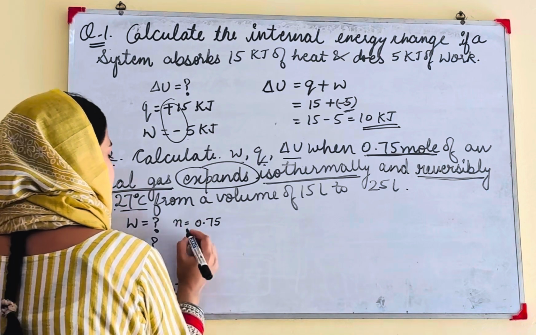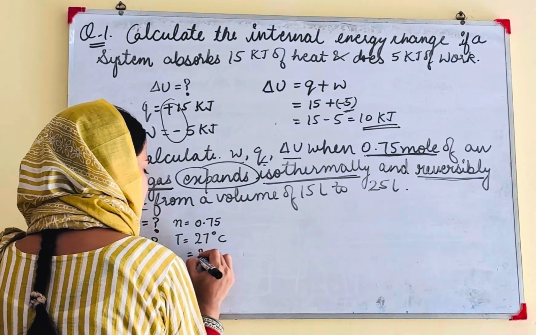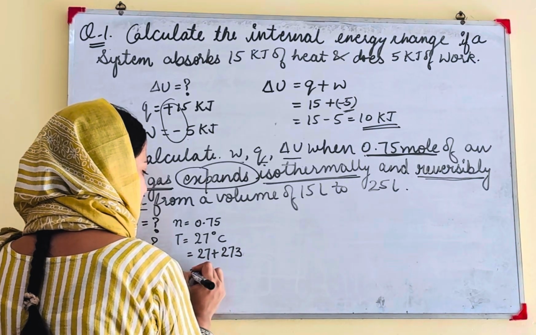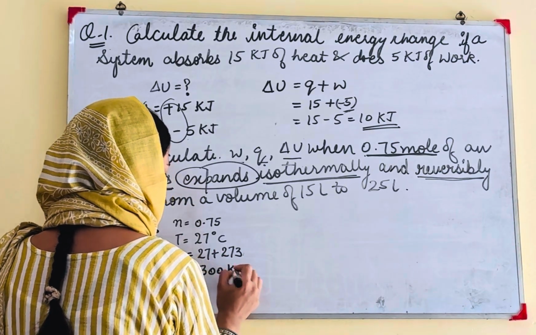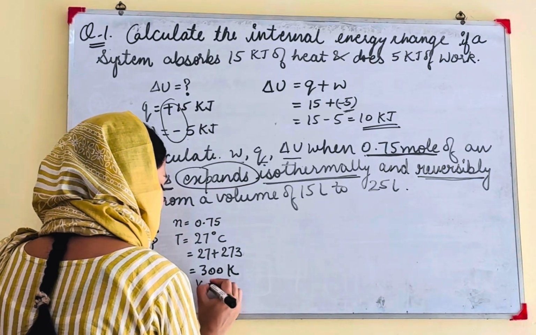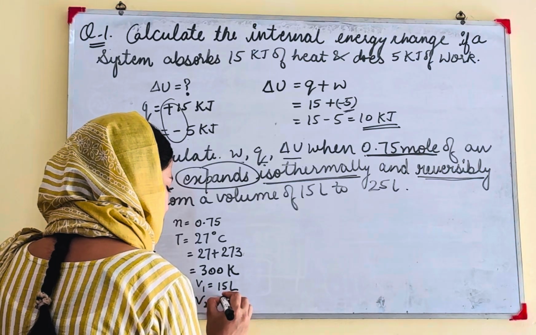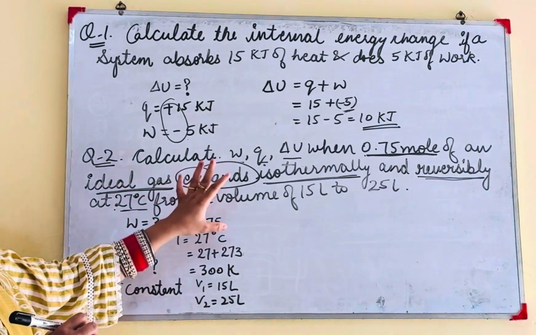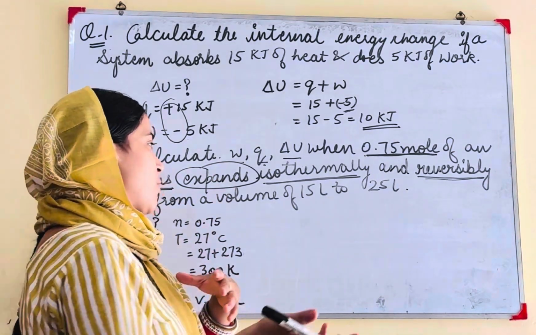At 27 degrees Celsius, T is equal to 27. Then we have to convert it into Kelvin. Add 273 to it, then it will become 300 Kelvin. From a volume of V1 equal to 15 liter to V2 equal to 25 liter. These are all the given things mentioned in the question. After understanding the question, let's proceed further.